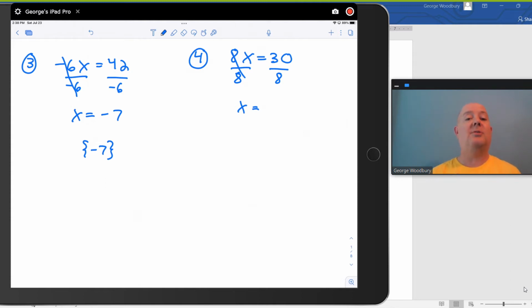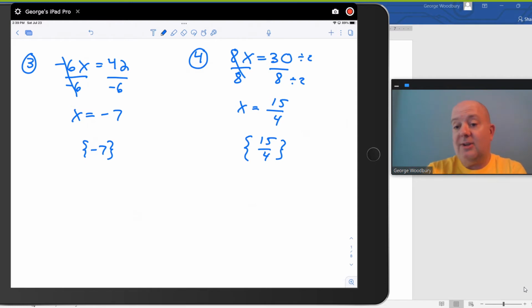So here we want to simplify that fraction to lowest terms, and we know that 30 and 8 have a common factor of 2 that we can divide out. Sometimes we refer to this as reducing the fraction, but we're simplifying it to lowest terms. 30 divided by 2 is 15, 8 divided by 2 is 4, and that cannot be simplified any further. The only factors of 15 other than 1 are 3 and 5, and neither of those are a factor of 4, so we can't simplify this any further. Our solution set has that improper fraction, 15 over 4.